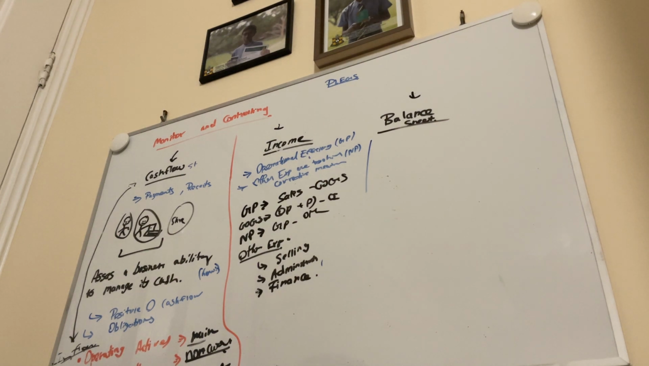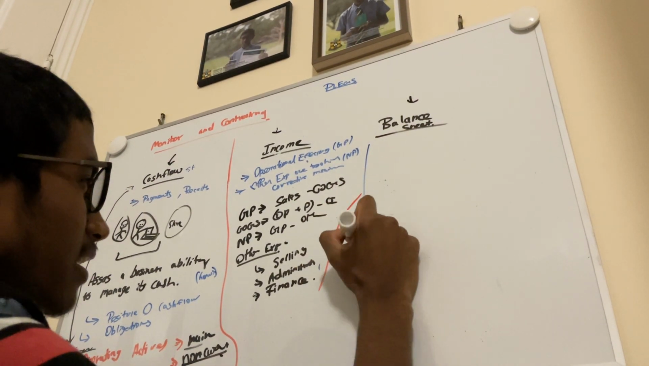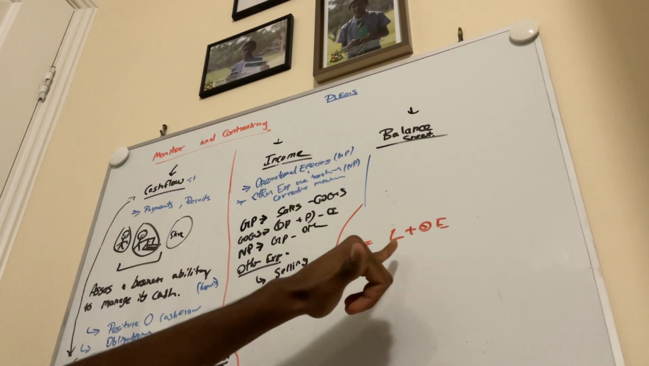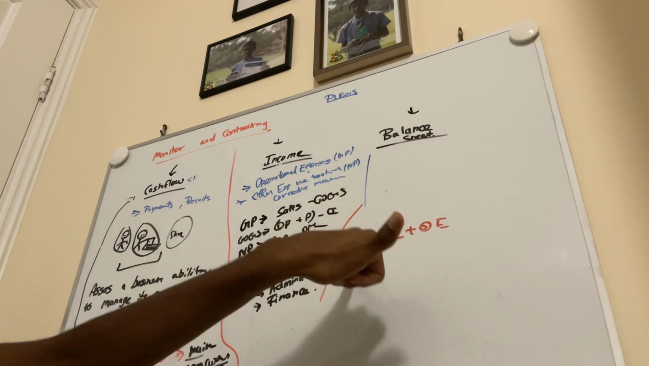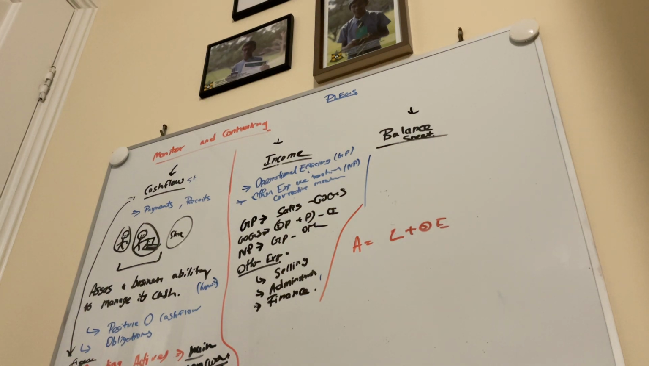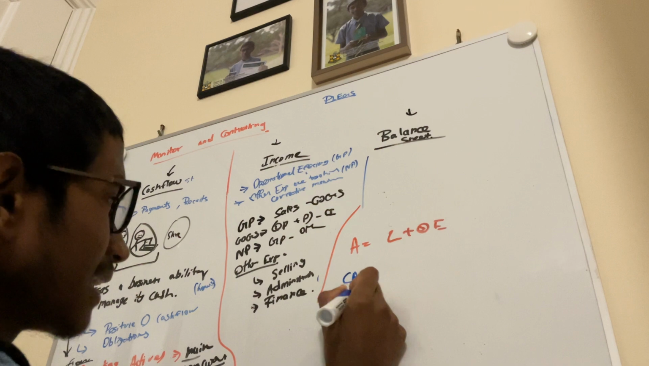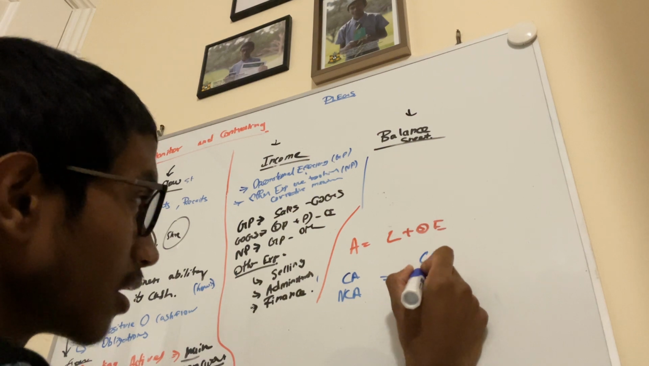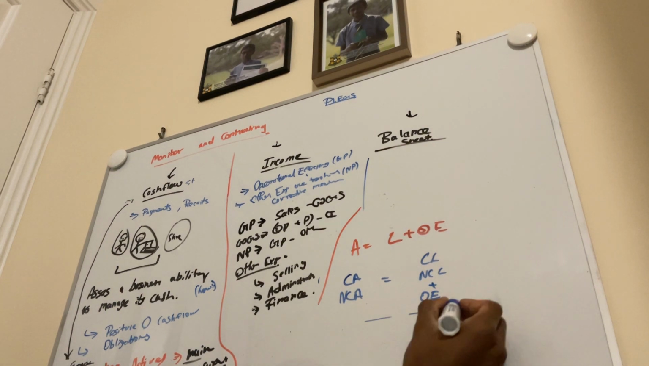Now, when we talk about the balance sheet, there is one really important formula: A is equal to L plus OE. Assets equal liabilities plus owner's equity. What does this statement mean? It's saying that the business's total assets, both current and non-current, should equal current liabilities and non-current liabilities plus owner's equity. It's saying these both are equal.